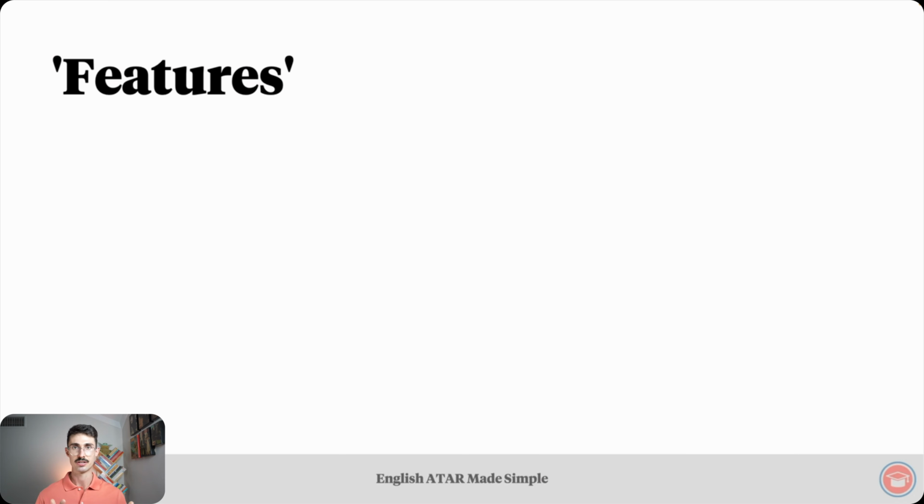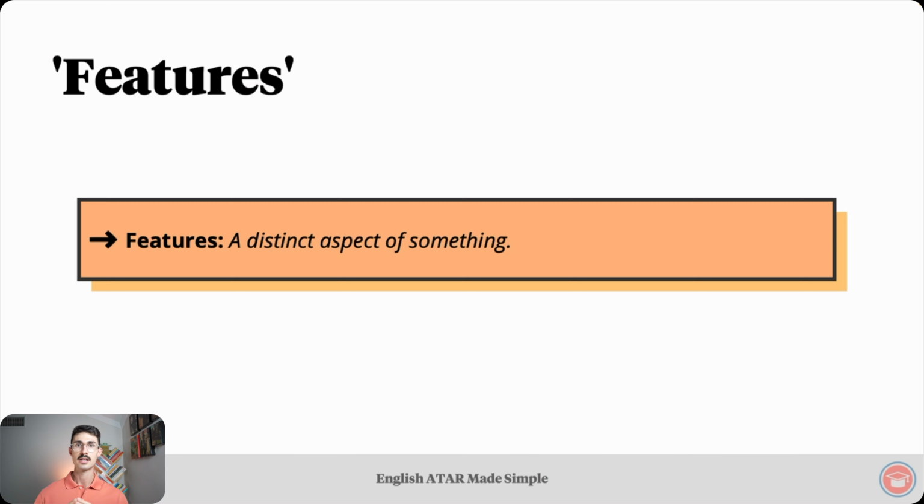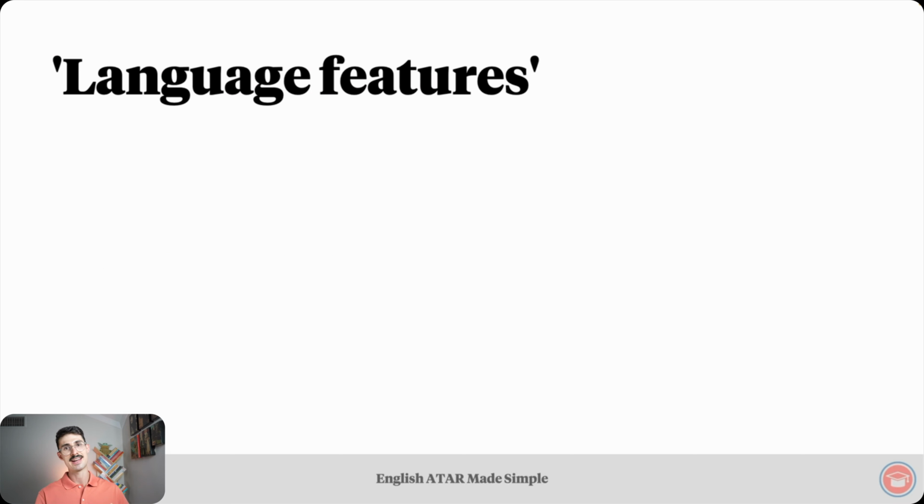How about features? How are we going to understand this? We can understand features as a distinct aspect of something. Put differently, the most important words in Swedish, for example, they could be regarded as features of the Swedish language. We've looked at language on one hand and then features on the other. Let's look at both words together and see what it all means.